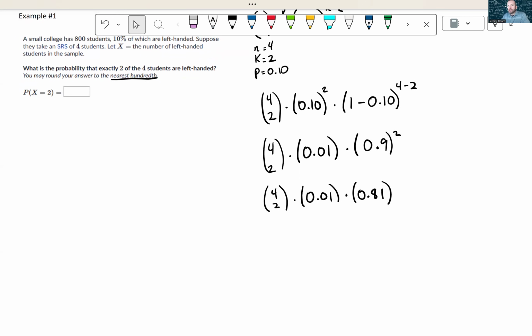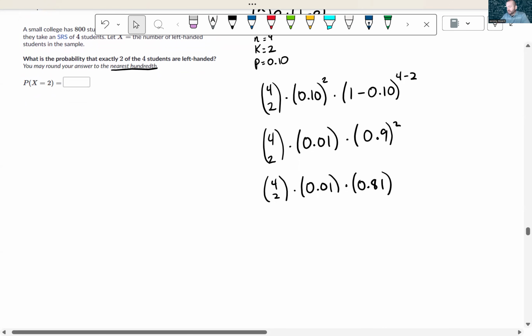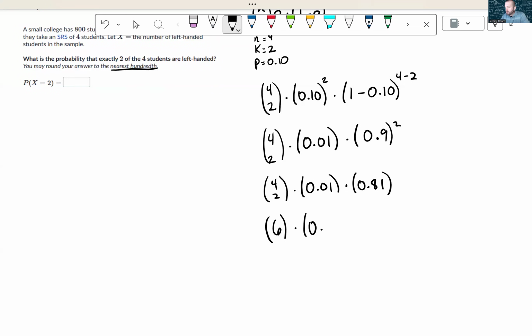And 4 choose 2 gives us 6. Let me put that in the calculator. And this is 0.01 times 0.81. And this gives us 0.0486. And if we approximate that, that's approximately 0.05 when we round to the nearest hundredth.